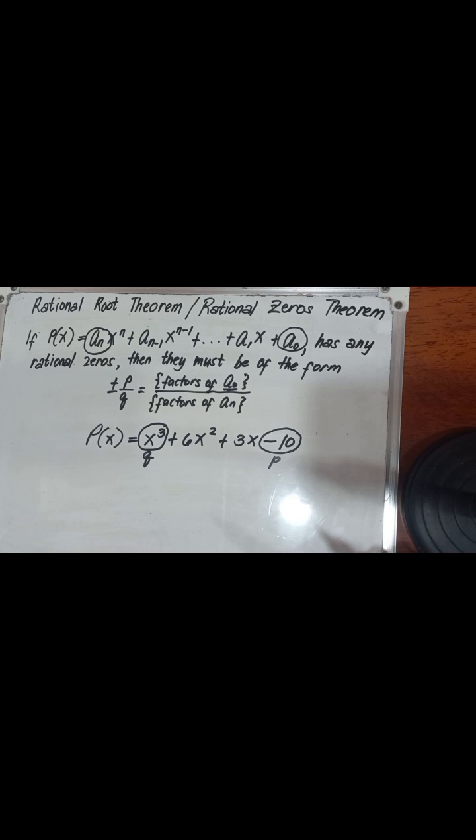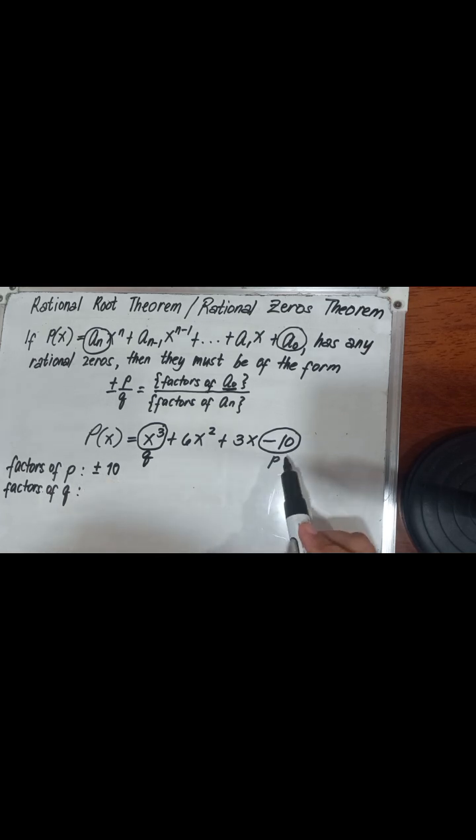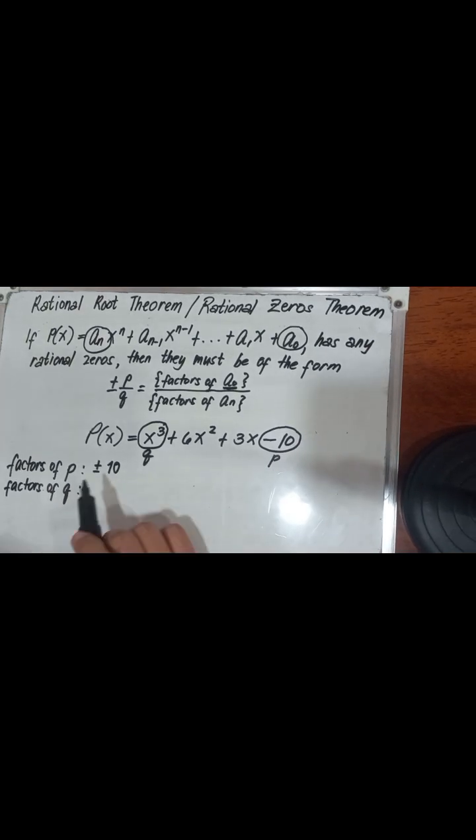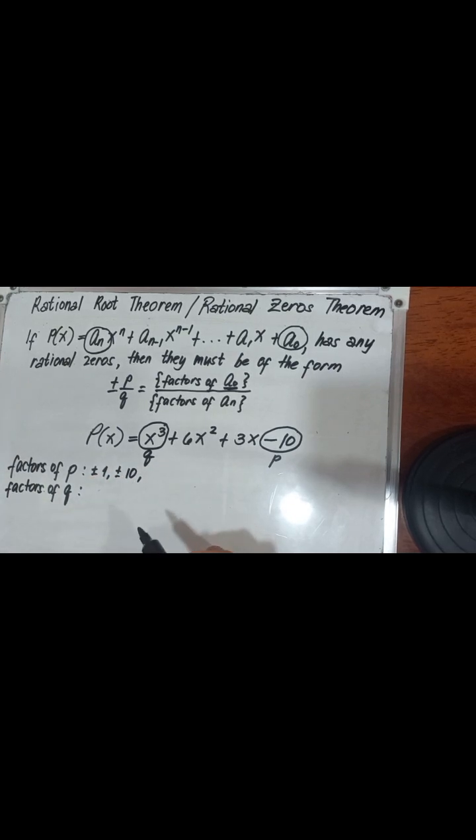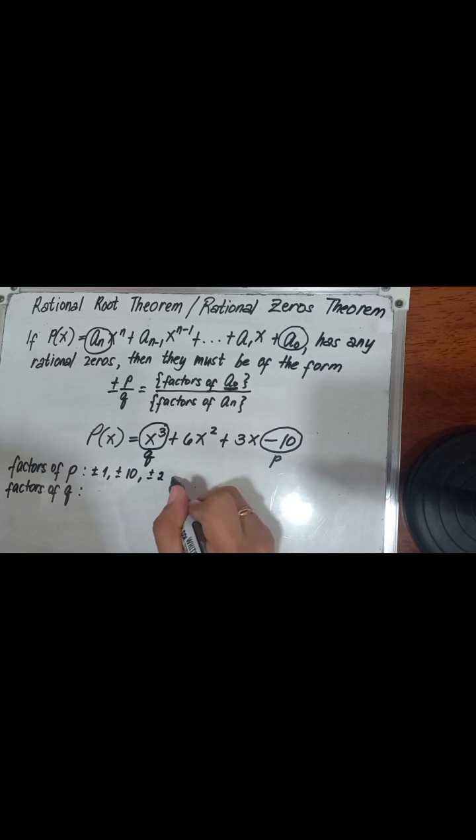When we say factors, these are the numbers that, when we multiply the two numbers, give us that number. For example, our p is negative 10. So what are the factors of 10? What are the numbers that when multiplied give 10? So we have 1 times 10. That's plus or minus 1 and plus or minus 10. Then we also have 2 times 5, that is equal to 10. So that's plus or minus 2 and plus or minus 5.